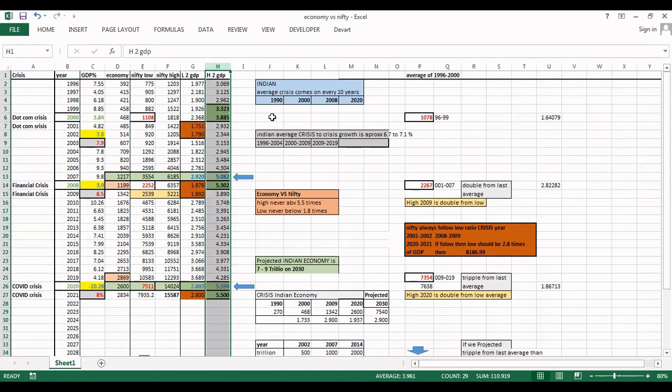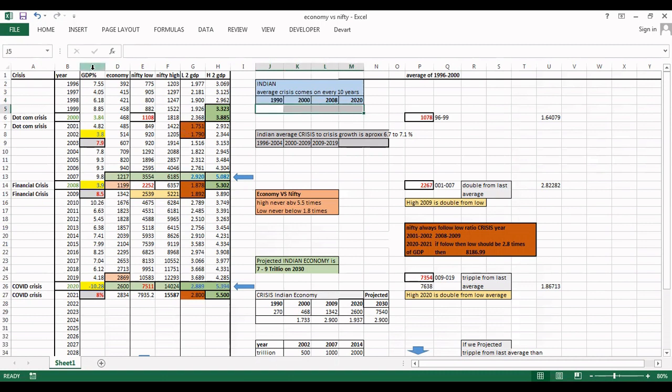Some important factor over this is that we have a cycle of economic crisis. We say that in 1990 we had a balance of payment crisis. In 2000 we had the dot-com crisis. In 2008 we had the financial crisis. In 2020 we had COVID. Means an average cycle comes somewhere around 10 years.